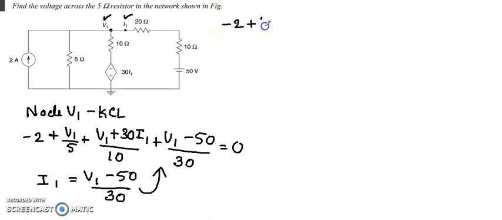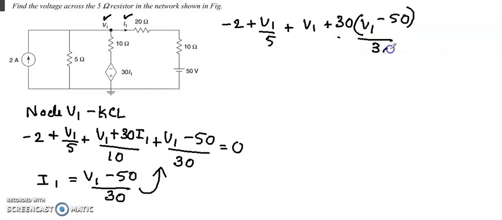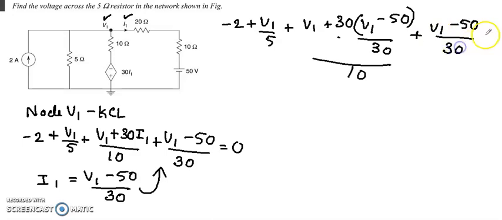minus 2 plus V1 by 5 plus V1 plus 30 into V1 minus 50 by 30, the whole divided by 10, plus V1 minus 50 by 30 is equal to 0. So 30 cancels.